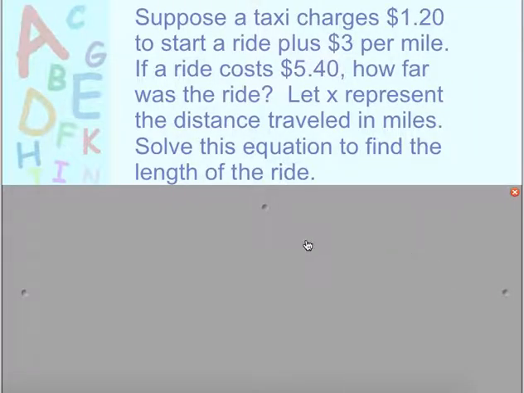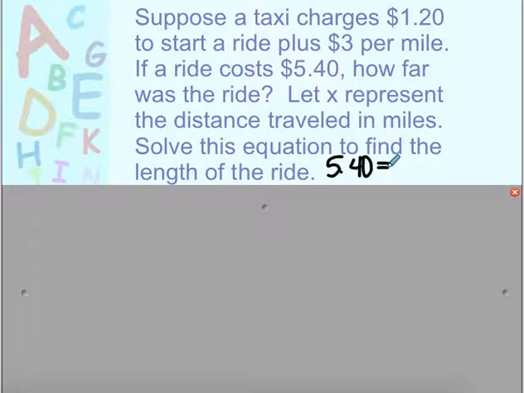All right, let's try this. Suppose a taxi charges $1.20 to start a ride plus $3 per mile. If a ride costs $5.40, how far was the ride? Let x represent the distance traveled in miles. So when we do this, our total is going to be $5.40. But how did we get there?